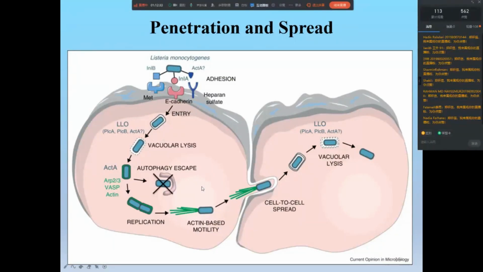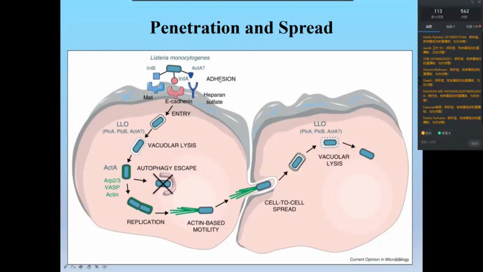And once they are inside the cell, they can multiply. They can replicate. And the nutrients in one cell are also limited. When they get higher numbers in the cell, they need to infect adjacent neighboring cells. So they need to spread from one cell to another. This step we call spread. So this is the next step.